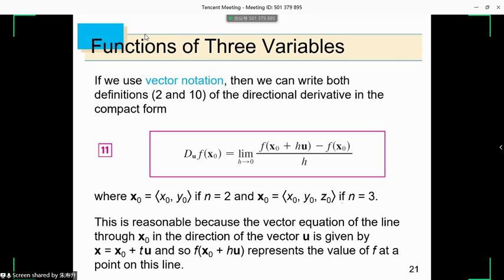If we use vector notation, we can give this formula: the limit as h goes to 0 of f(x0 + hu) minus f(x0), divided by h. This limit is the directional derivative, and here x and u are vectors. If x0 equals (x0, y0), this is for two dimensions. If x0 equals (x0, y0, z0), this is for three dimensions.